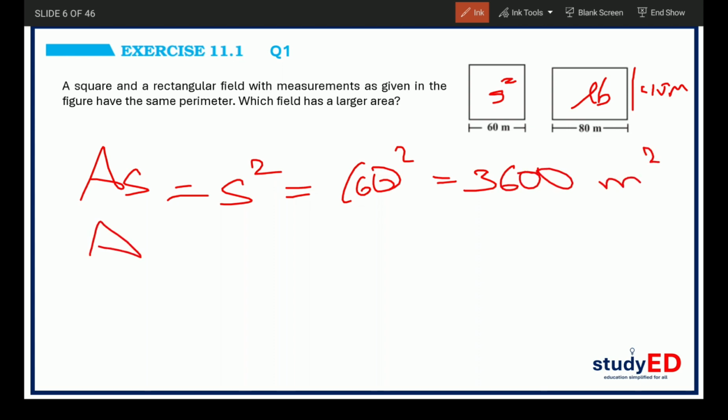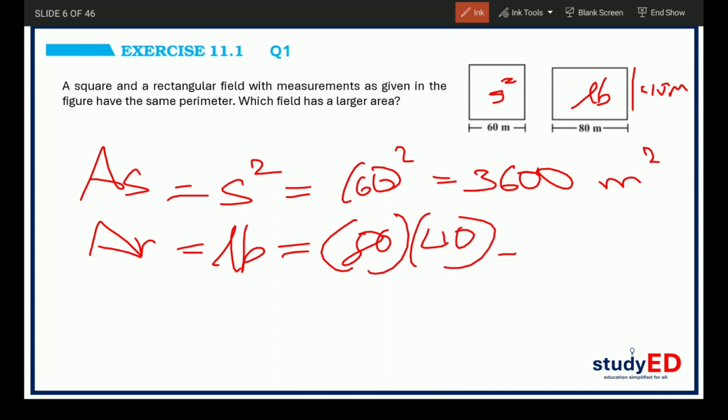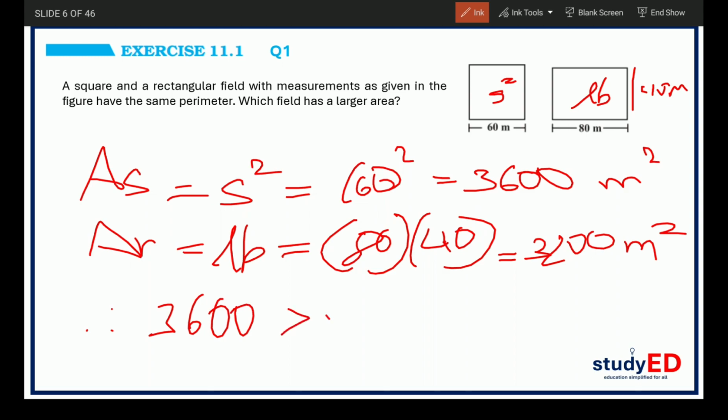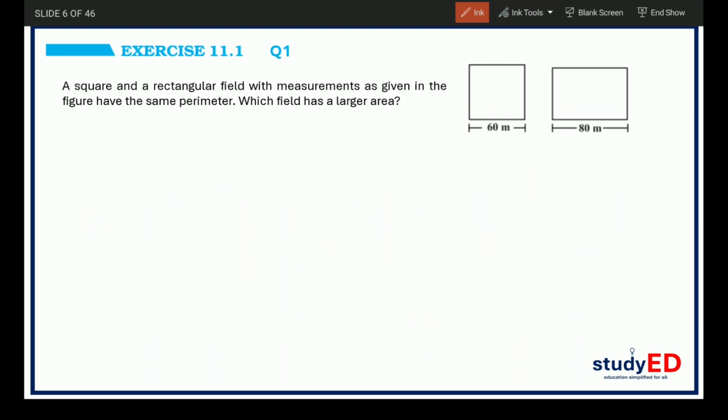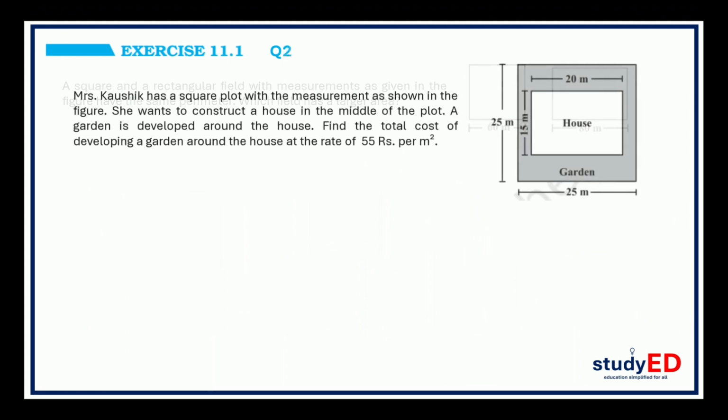Now let's calculate the area of the rectangle. It's lb, which is equal to 80 into 40, and that gives us 3200 meters square. Now by judging it, we can observe 3600 is clearly greater than 3200. So the area of the square is greater. I hope you guys understood the question. Let's now move on to the next question.